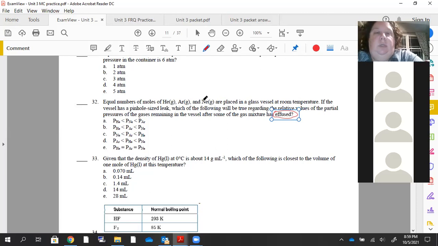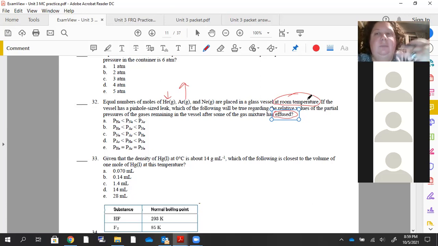So of these 3, helium is the smallest. Neon would be in the middle, argon is the biggest. If they're all at room temperature, that means they all have the same kinetic energy, which means that the smallest particle is going to be, number 1, moving the fastest. So it's going to be more likely to be bouncing around and finding that hole. And number 2, if it's that small, it's going to be able to fit through that hole very easily.